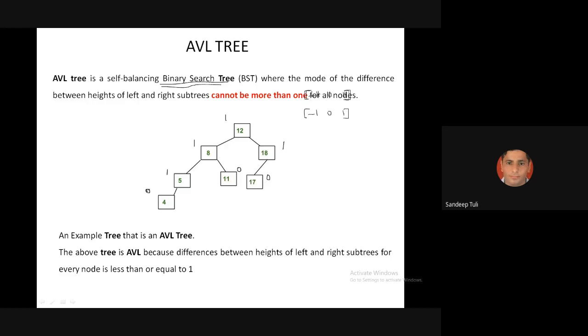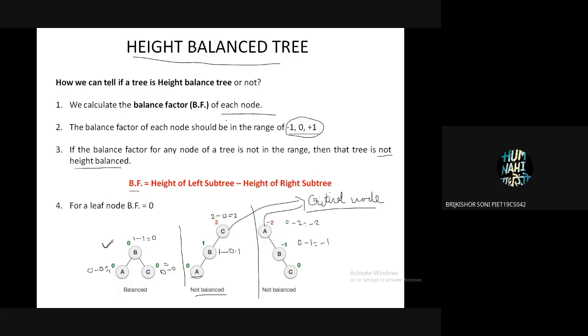Why 0? Because its left subtree and right subtree both have balance factor 1, and if you subtract, it will give 0. What is the formula? Balance factor is the height of the left subtree minus the height of the right subtree.